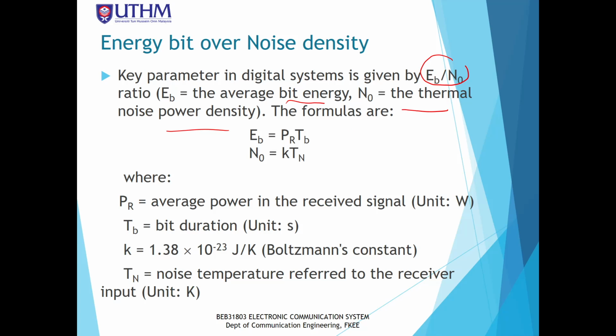Okay, so you see that here, so EB is the received power multiplied with the bit duration. Okay, so watt second. So energy is a watt second ataupun dalam joule. And then Boltzmann parameter K 1.38 times 10 power of minus 23. Tn is the noise. So N0 adalah K darabkan dengan Tn. Tn is the noise temperature dalam Kelvin. Okay, remember all temperature parameter must be in term of Kelvin.